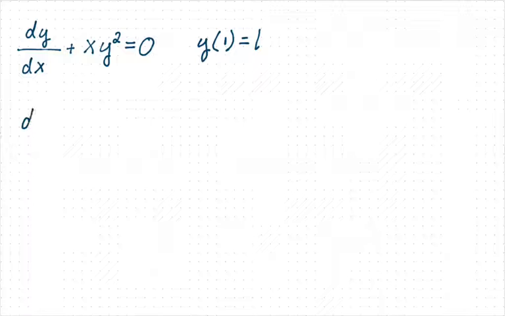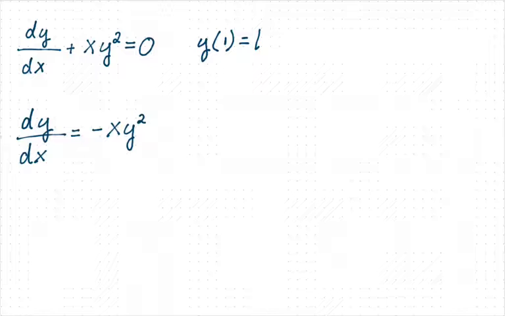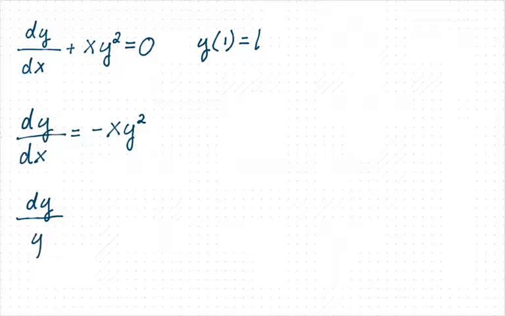So I will get that dy/dx is equal to negative xy squared. Because now, when I divide by y squared and multiply by dx, everything will be multiplied by the appropriate, I don't really know what to call those, d variables.